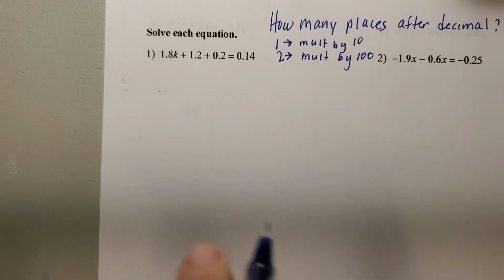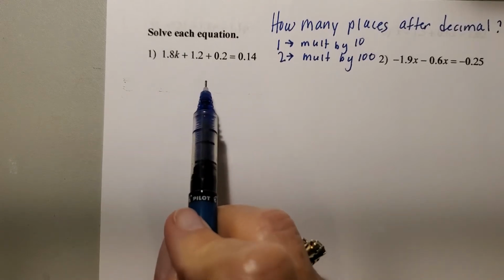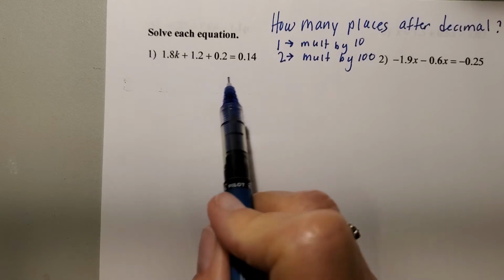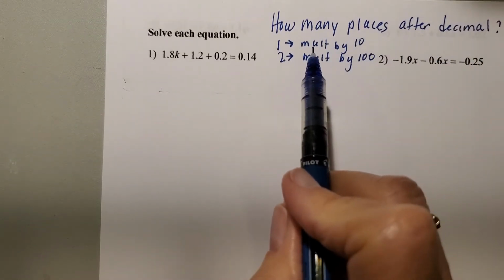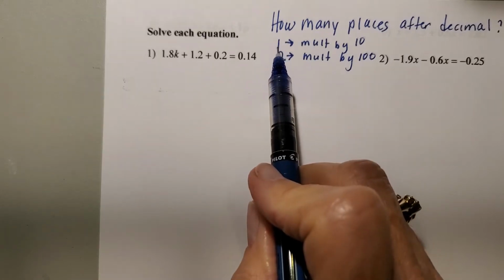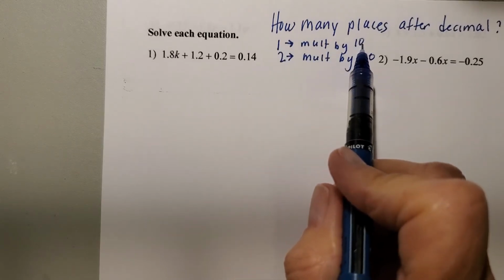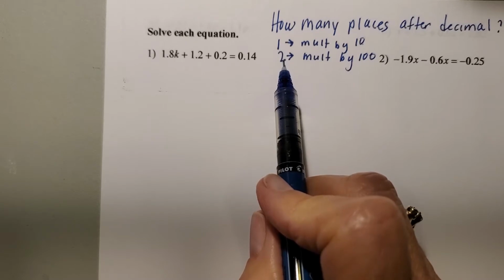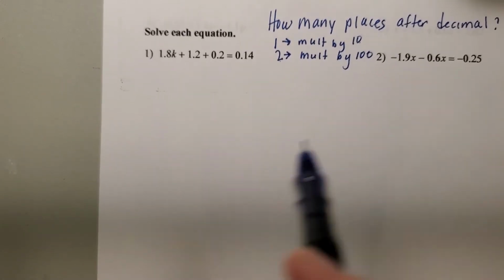Today we're going to look at equations that have decimals in them and learn how to get rid of the decimals, to make the problem a little easier to work with. What we're going to do is look at how many places are after the decimal. What's the most number of places after the decimal in the problem? If there's 1, that's tenths, we're going to do the opposite and multiply by 10. If there's 2 places after the decimal, that's hundredths, we're going to multiply by 100. So let's see how this looks.